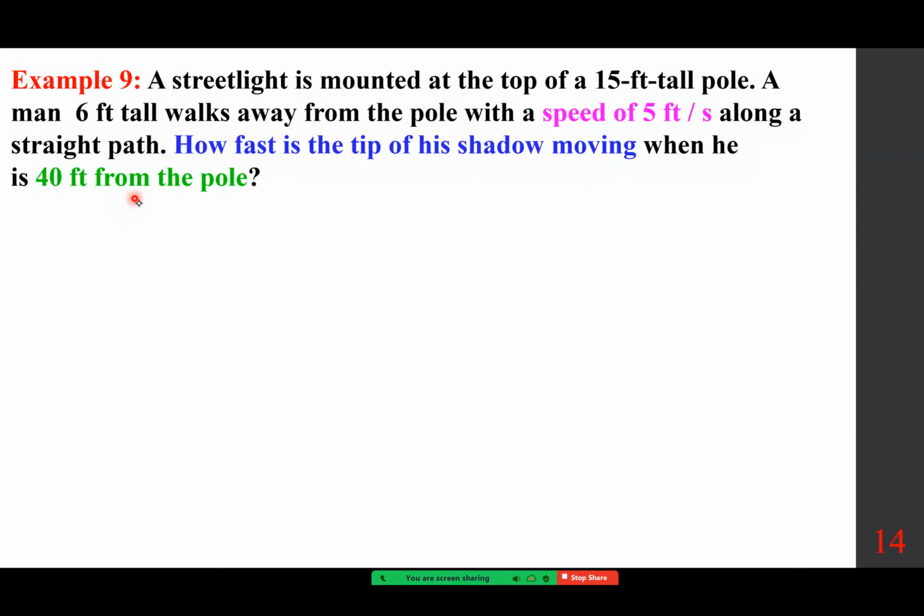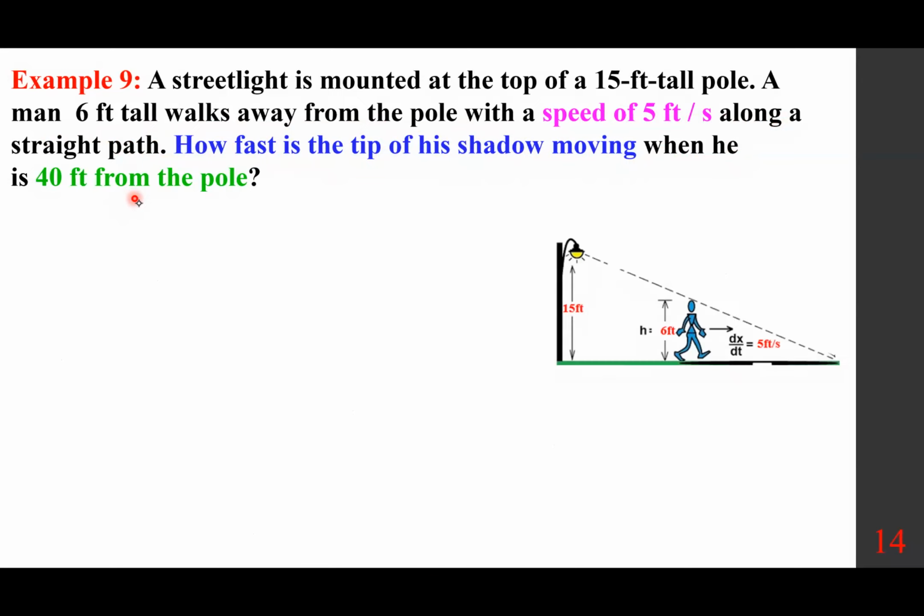Let's set up the drawing and everything else. So street light at top of 15-foot pole. A man 6 feet tall walks away from it. The speed of the man is dx dt, or 5 feet per second, along a straight path. The tip of the shadow is also moving. We want to know how fast the tip of his shadow is moving when he is 40 feet from the pole.